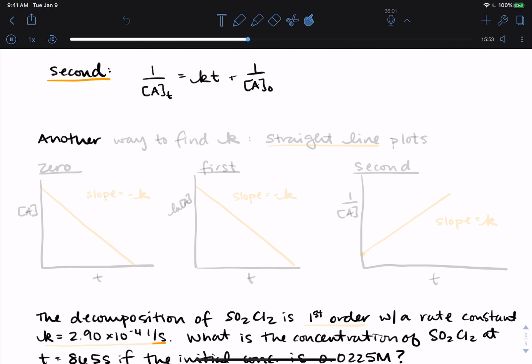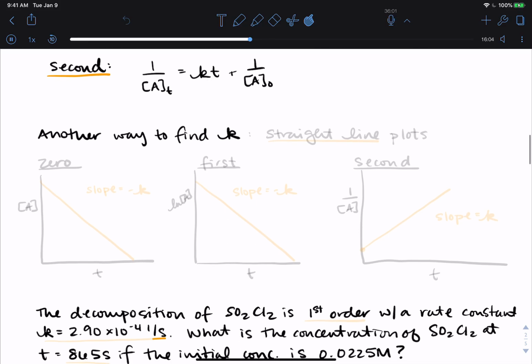So far, what we have talked about is that for each trial, you could plug all of the information into the rate law and calculate K that way. Now, in order to do it properly, you would have to do this for every single trial and then take an average and some kind of standard deviation to calculate error. But you could also create these straight line plots where you can get K graphically.